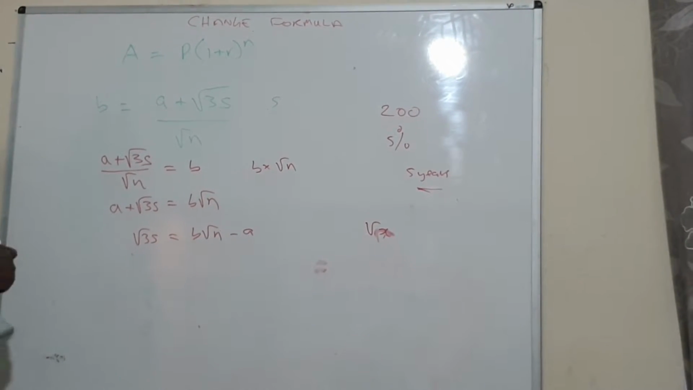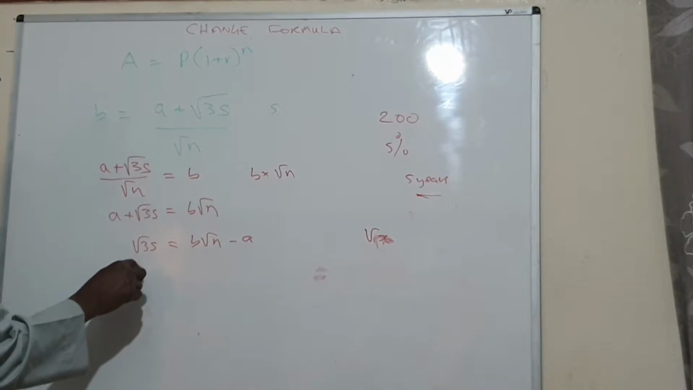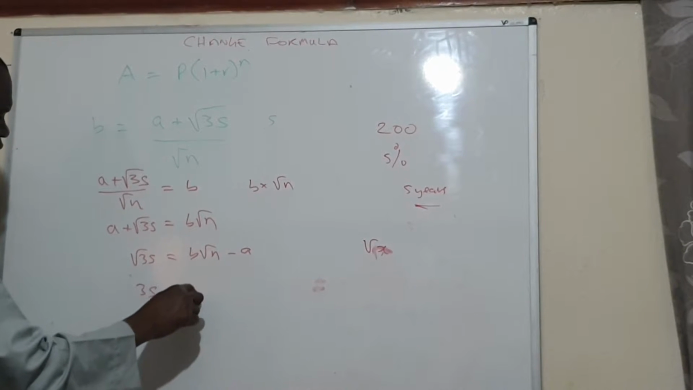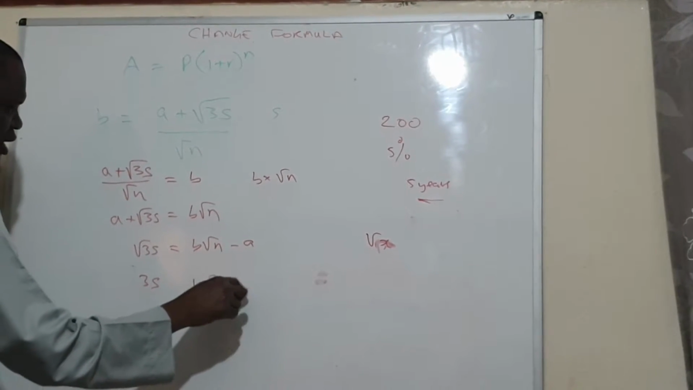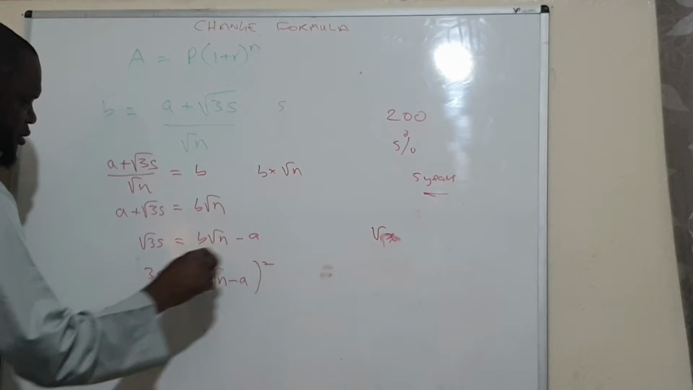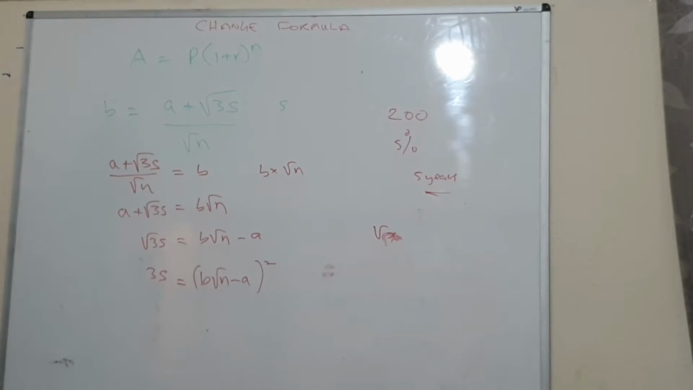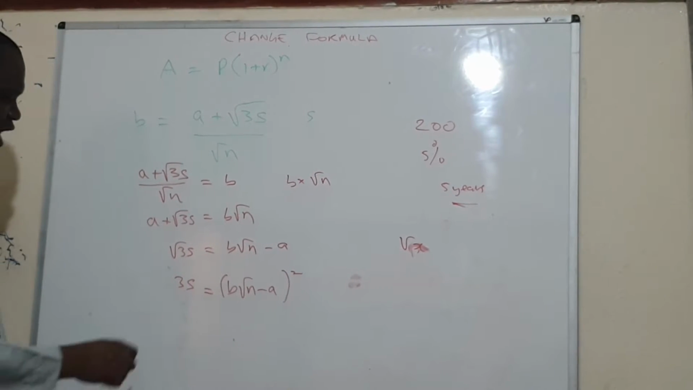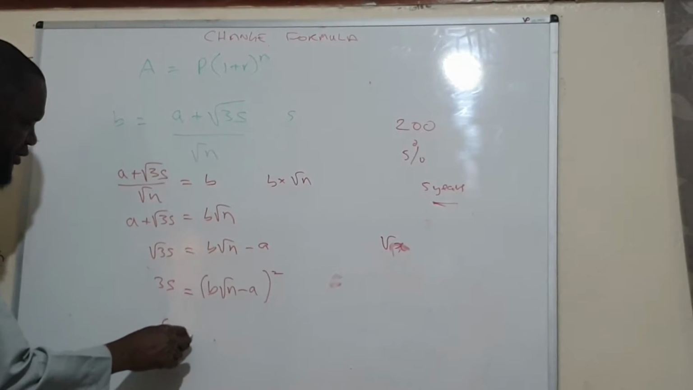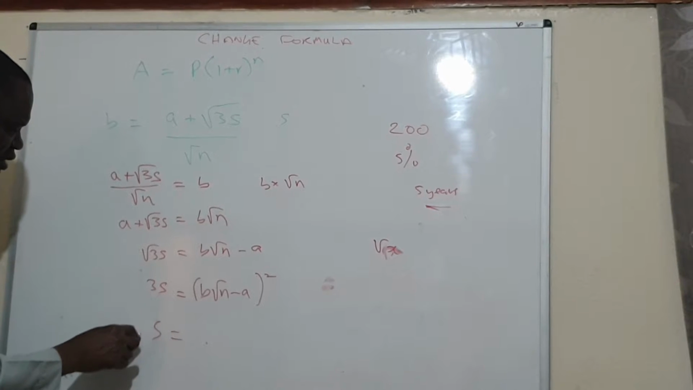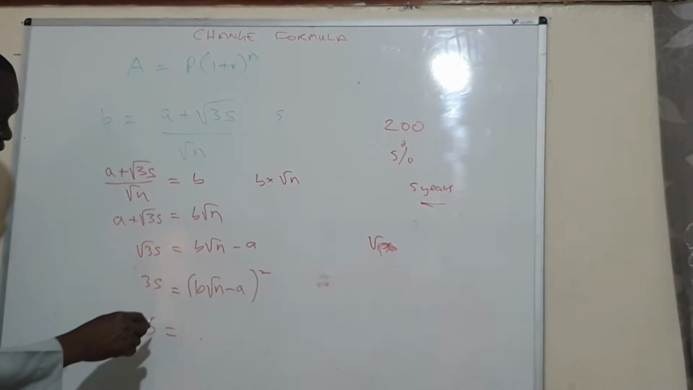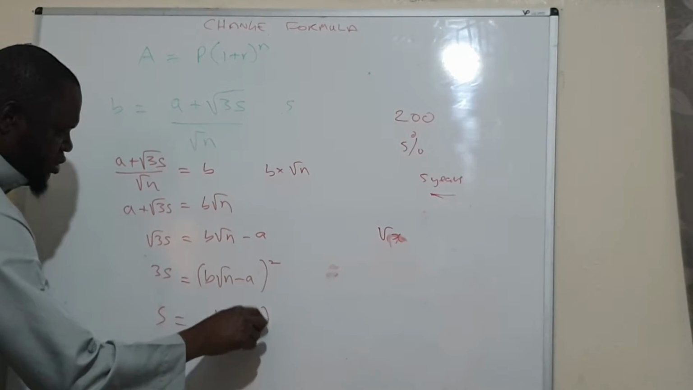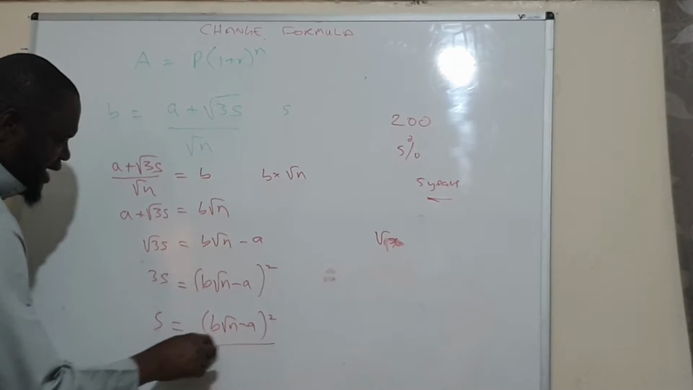Now, if we square this side, we will get only 3s. We have to square the whole of that: b root n minus a, all of that squared. Don't be fooled. It's not square this one and square that one. It's square the whole thing. Now we have our s. To get rid of the 3, you must divide both sides by 3. So here we are going to get b root n minus a all squared, divided by 3.